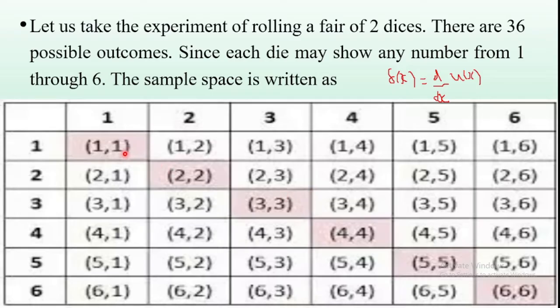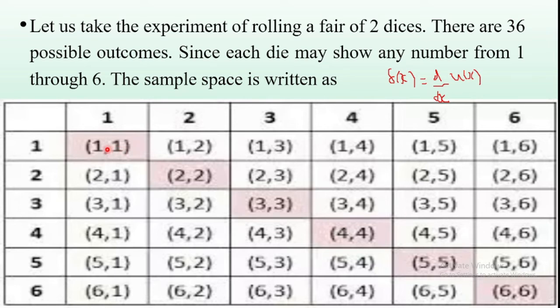So (1, 1), 1 plus 1, (i, j). Subscript i represents the number showing on the first die and subscript j represents the number showing on the second die. Now what is the first outcome? (1, 1). So 1 plus 1 is 2.